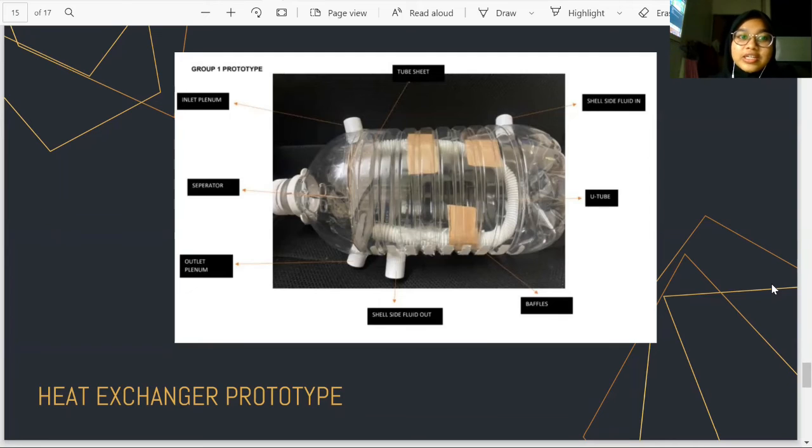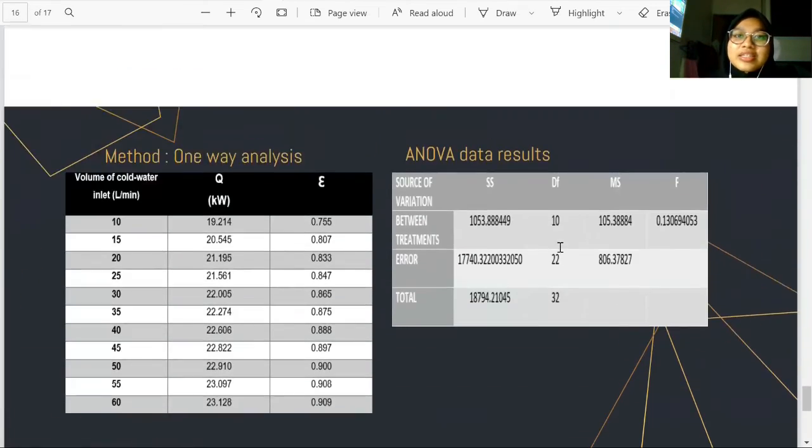For the inlet plenum, outlet plenum, and the shell side fluid out and fluid in, the white part is actually a tube casing that I could also find in my house, and it can be reused after this prototype. And for the baffles, separator, and also the tube sheet here, which is quite hard to see, it's actually made of cardboard. For the baffles, I tried to make a round shape, but it's kind of complicated because my bottle is also round. So I hope this replicates the baffles well. Next is the simulation results.